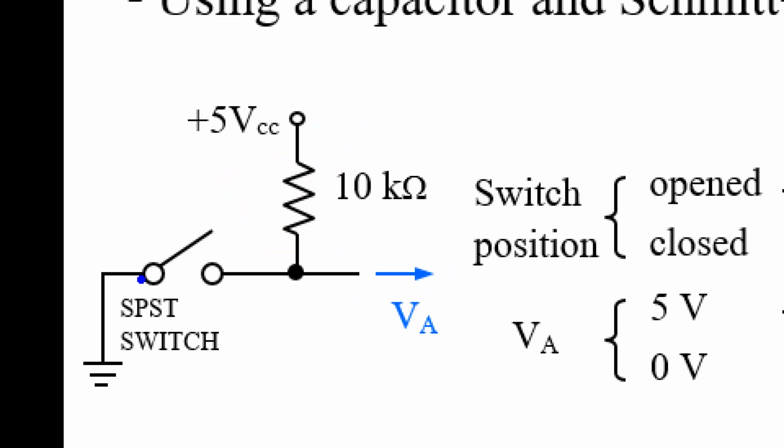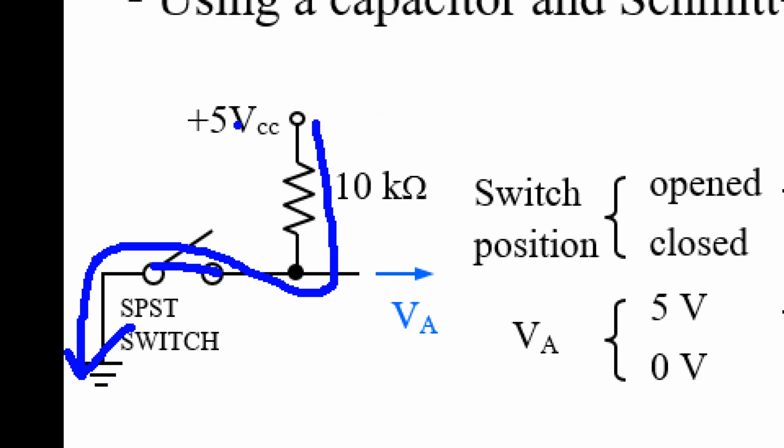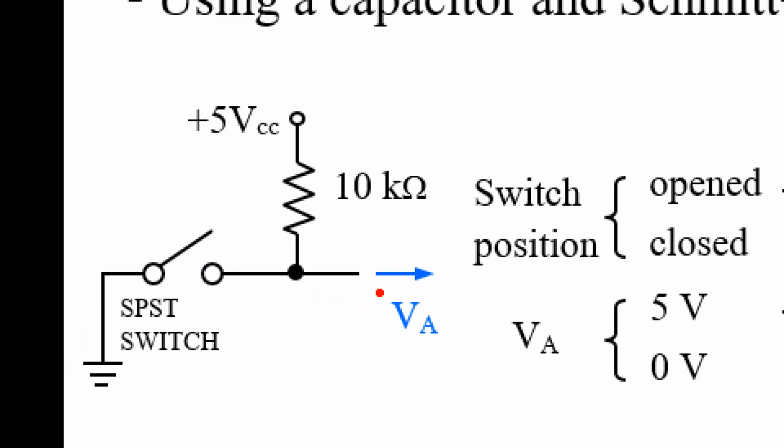Okay, and when the switch is closed, current flows from 5 to the ground with some voltage drop. Because this point connects directly to ground, this point becomes 0 volt. So for the ideal case, when we push this switch, the output VA should change from 5 to 0 one time.